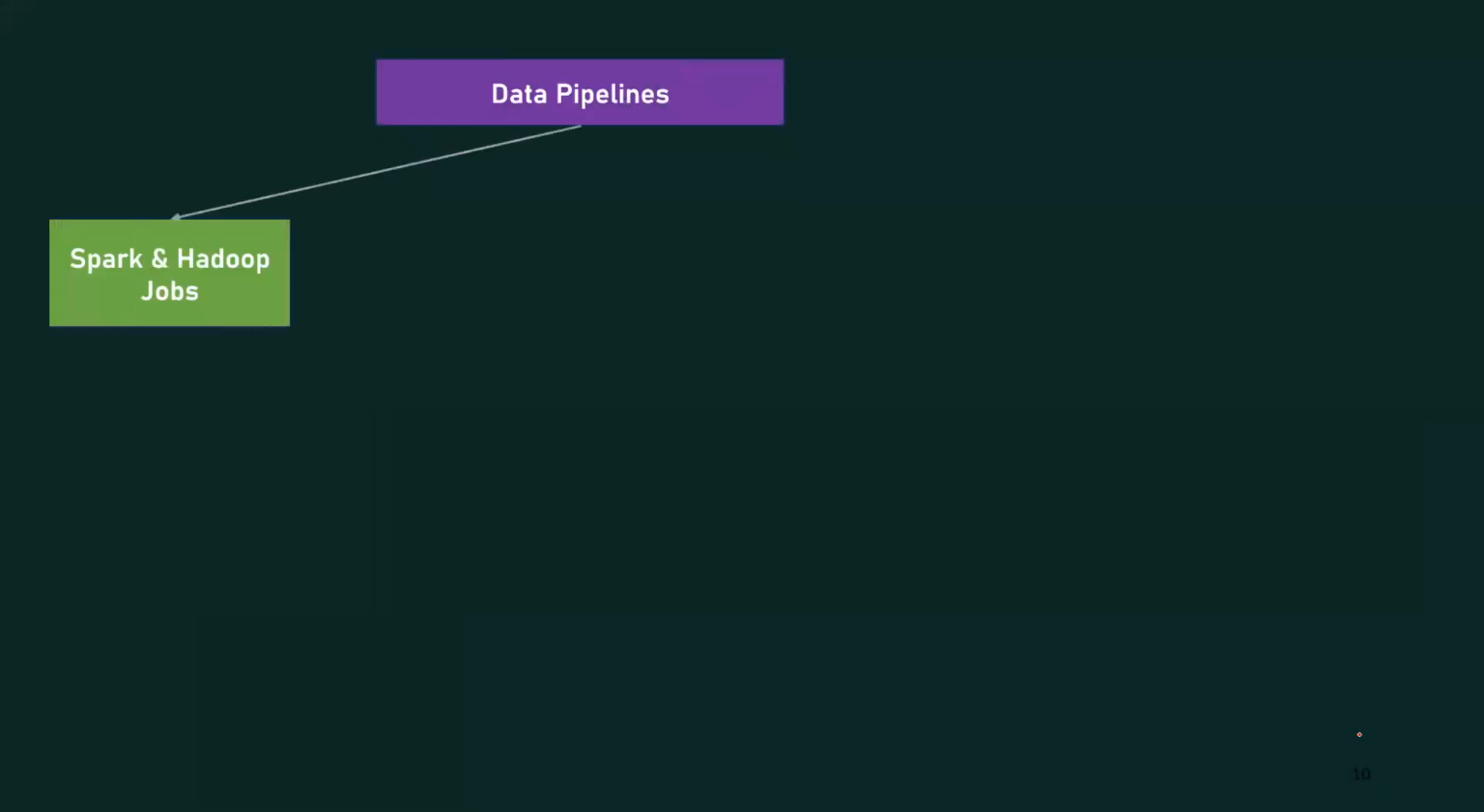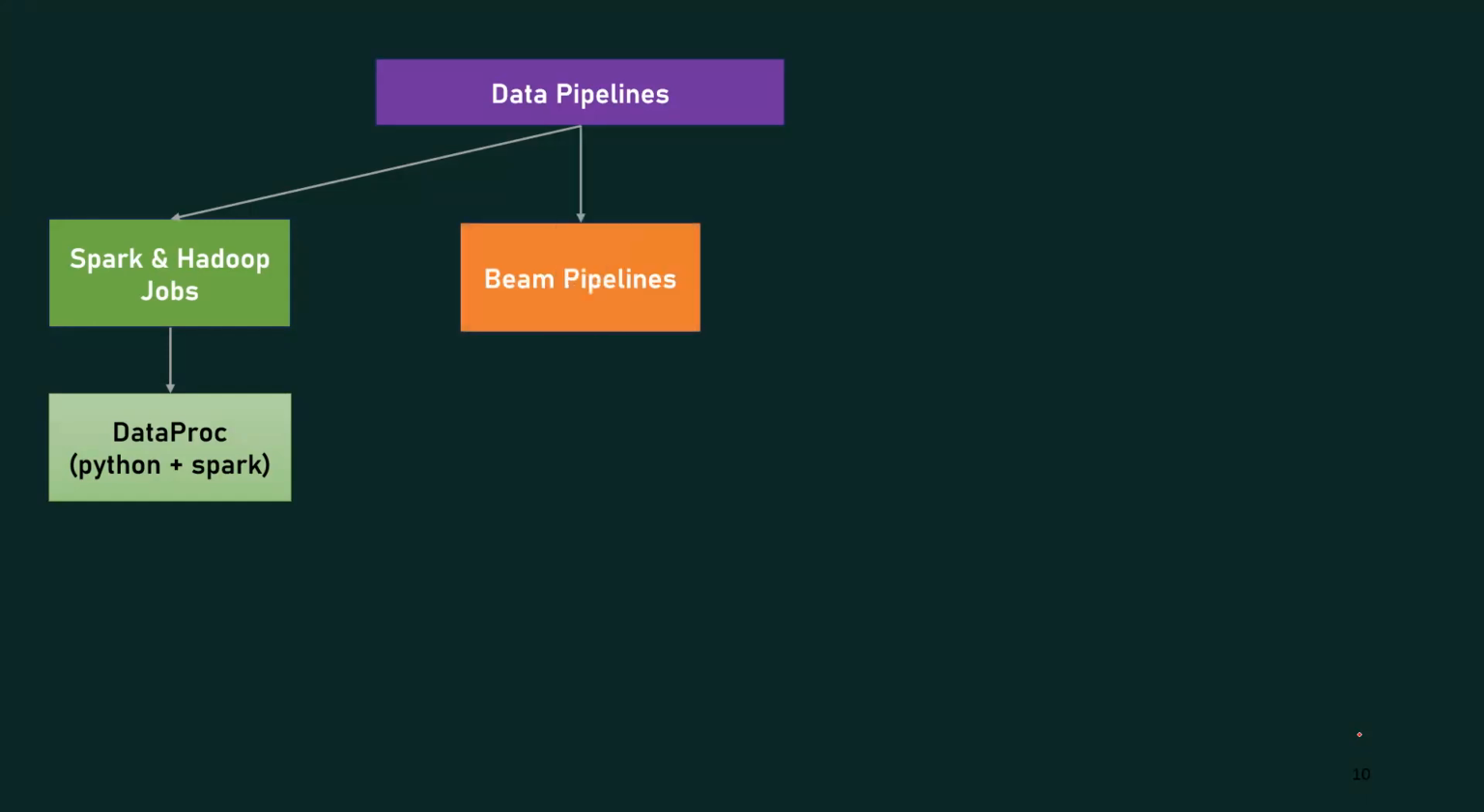Similarly, if you want to create data pipelines, we are going to learn how to create Spark pipelines and Hadoop pipelines using Dataproc. In Dataproc, we are going to learn about PySpark, which is Spark with Python, for creating Spark and Hadoop pipelines. Similarly, if you want to create Beam pipelines, we are going to learn about Dataflow, which is Apache Beam with Python.